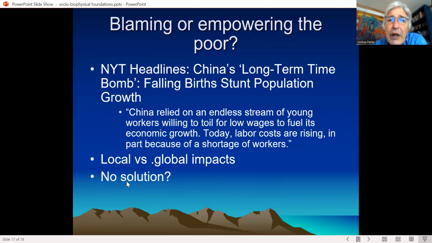Another concern with overpopulation, people say, well, there's no solution. There's nothing we can do about it. That's nonsense. Many countries have taken steps to reduce population growth. We know it can be done.